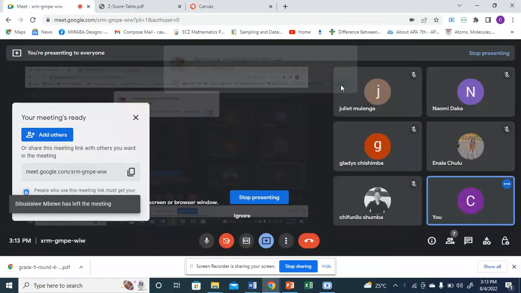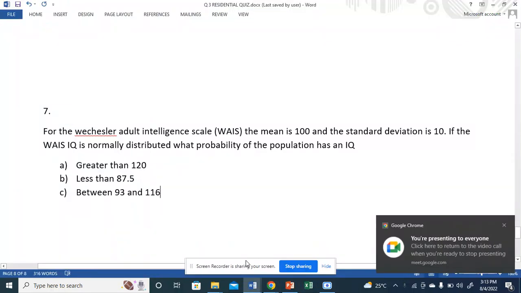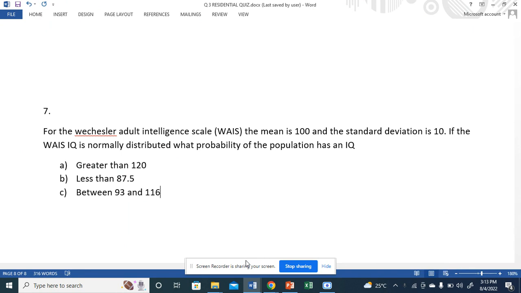Wechsler. For the Wechsler Adult Intelligence Scale, the mean is 100 and the standard deviation is 10. If the IQ is normally distributed, what's the probability that the population has an IQ of first greater than 120, less than 87.5, and between 93 and 160? So here we've been given a normal distribution.